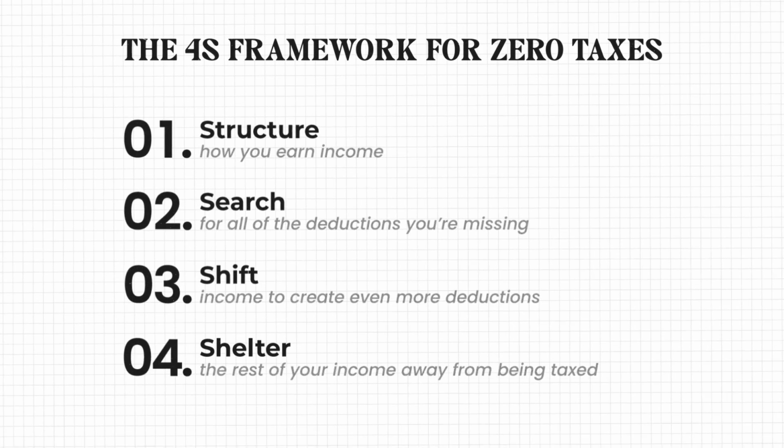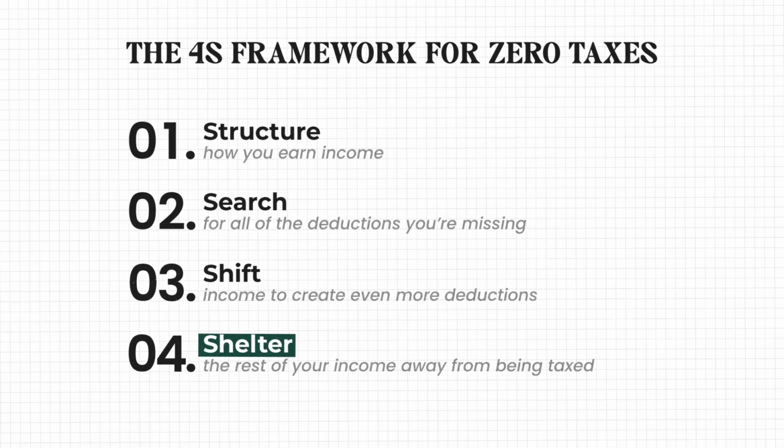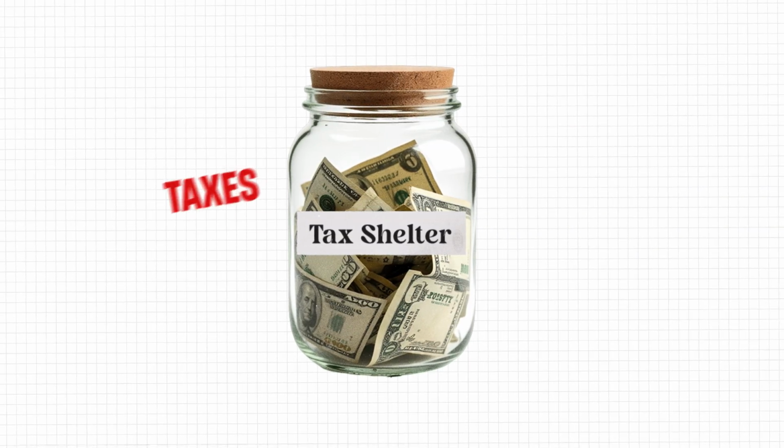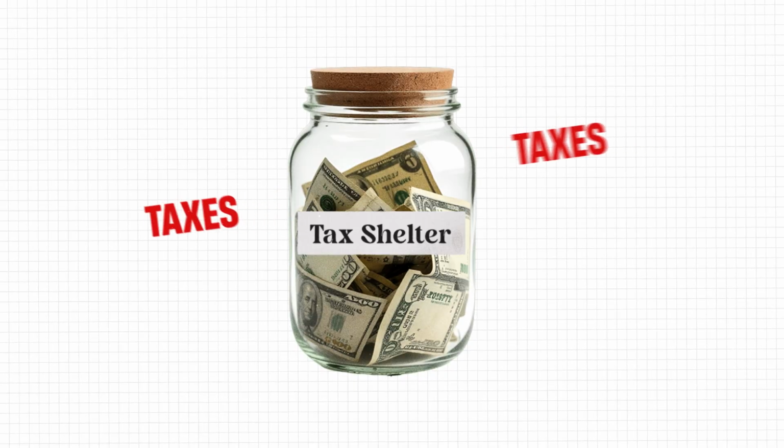But then there is the fourth and most valuable S here: sheltering income. This is the single greatest way to reduce your taxes by however much that you are willing to. When we park income in a tax shelter, that shelter shields that income from being taxed.